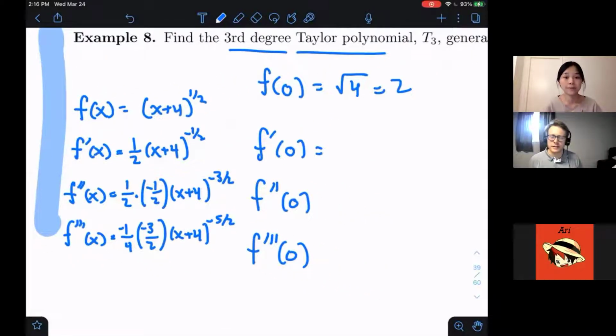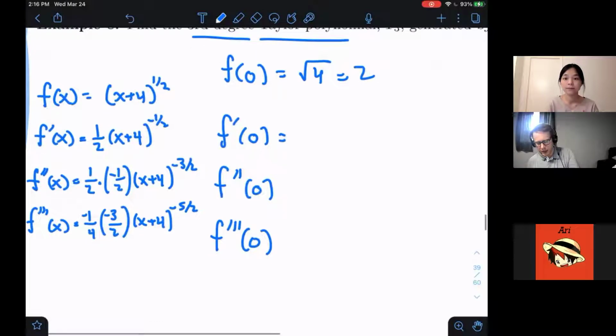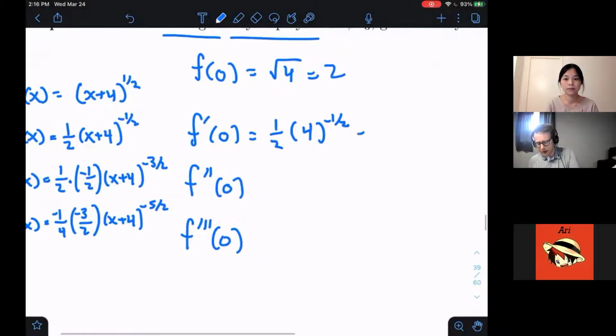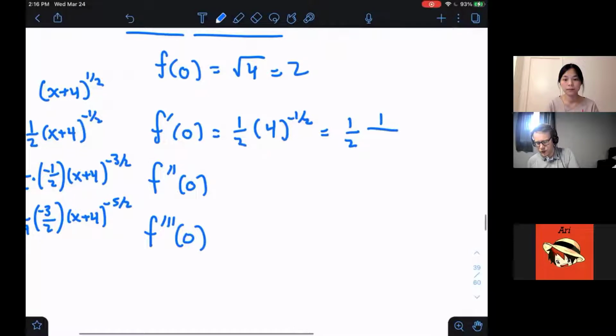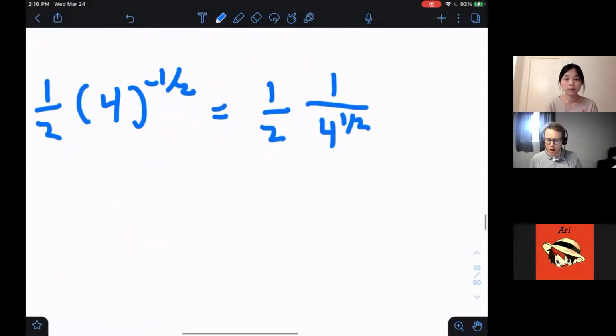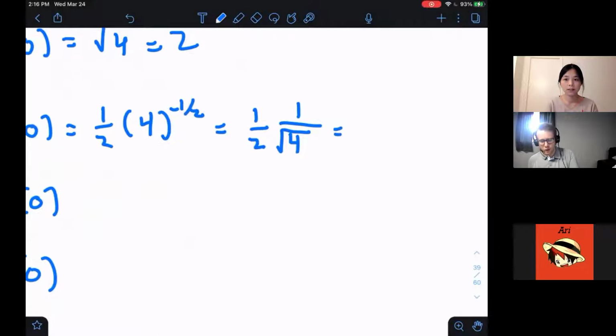And now we'd like to plug in 0 into all of these things. So I'm going to have 1/2. And let's see, when I plug in 0, this is going to be 4 to the -1/2 power. But let's see, this can simplify a little bit, right? Because when you have a negative exponent there, this is the same thing as division. So we could put that in the denominator. And when you have the 1/2 power, remember, this is the same thing as the square root. So we could write this as the square root. And so after all is said and done, this is going to be 1/4.